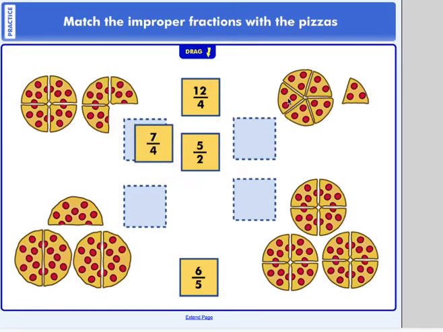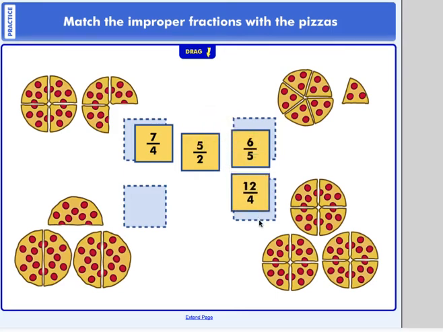If I look at this picture here, my pizza is divided into 5 pieces. That's 5ths. And I have 6/5. So 6/5 goes right here. Here's another one that's divided into 4ths. 4, 8, 12. I've got 12/4, which is actually equal to 3 whole. And this one's divided into halves. Okay, 2 pieces per pizza. 2, 4, 5 halves. And that's how we would match them up if they were improper fractions.